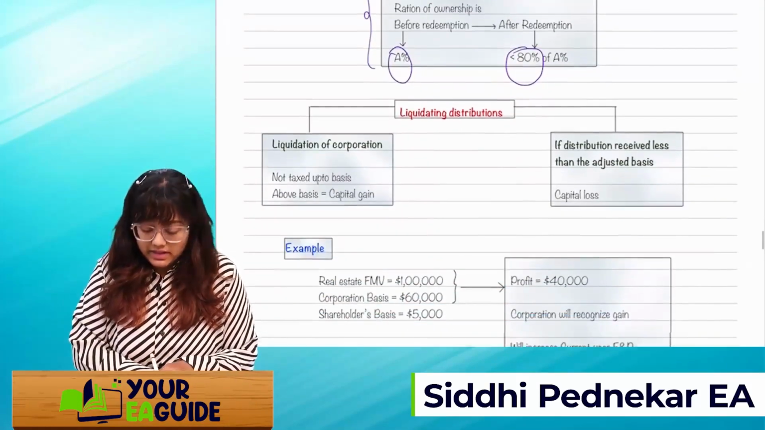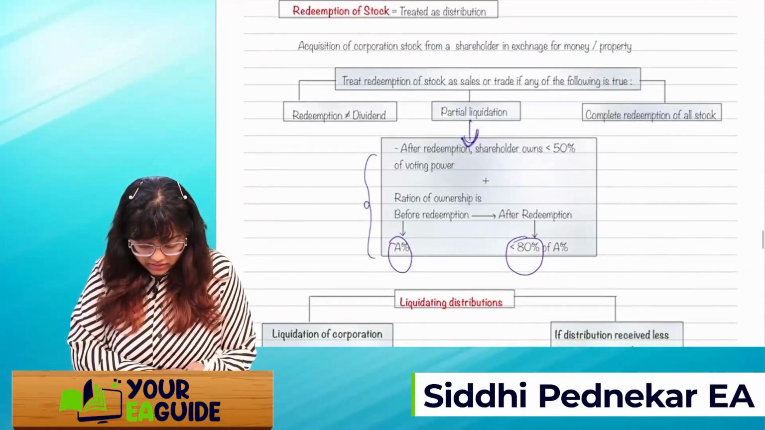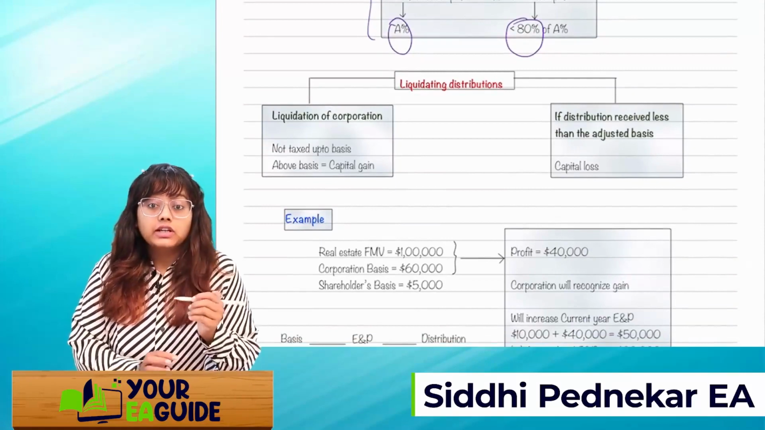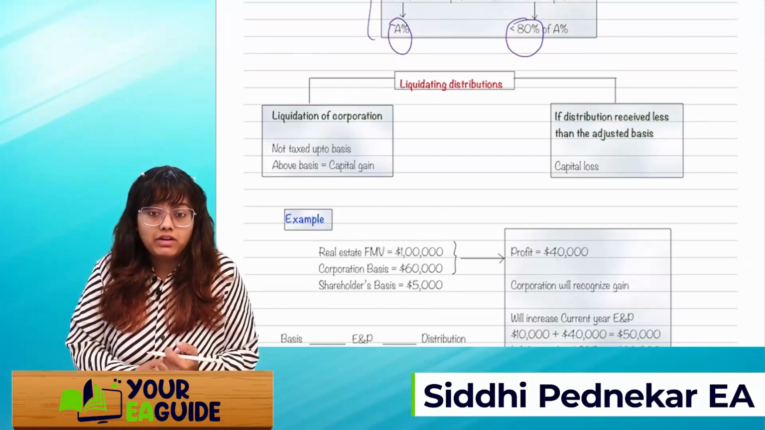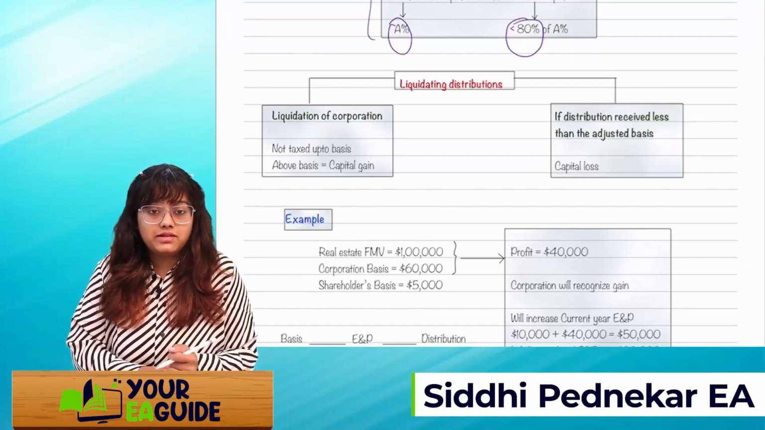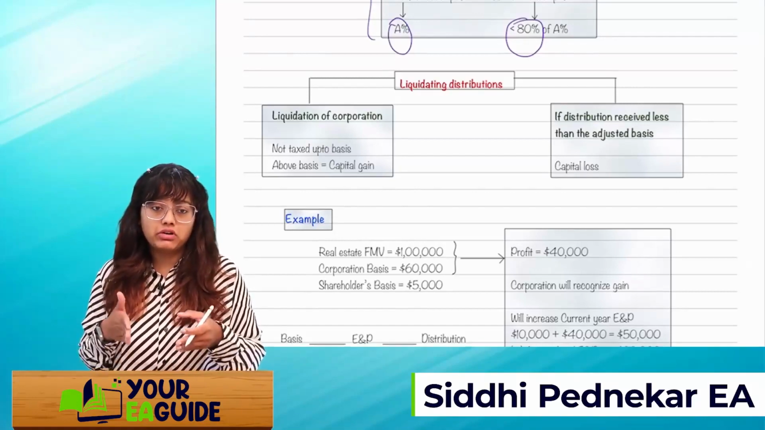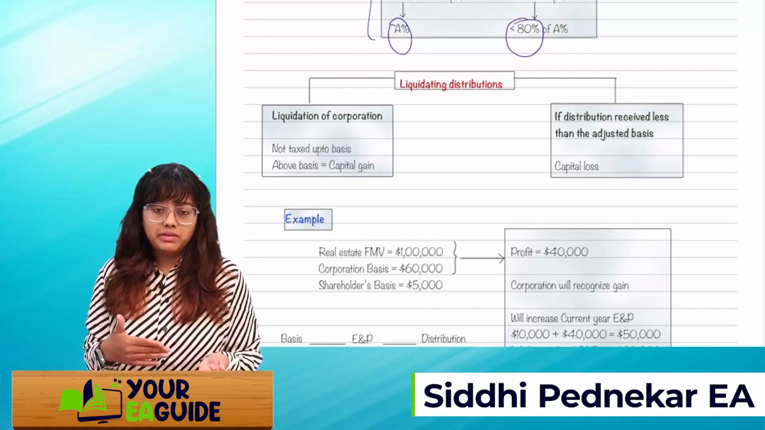Okay. Then there's a liquidating distribution. See, just below that, there's a liquidating distribution. If liquidation of corporation is happening, then it's not taxed up to the basis. We have already seen that, right? Up to the basis, whatever amount is distributed, it will not be taxable. Over and above that will be a capital gain.